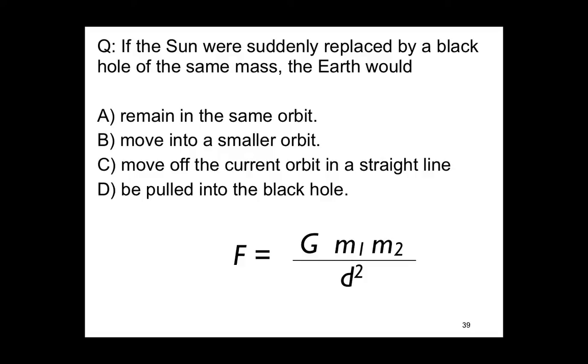So remember back to this question we were asked in class. If the Sun were suddenly replaced by a black hole of the same mass, the Earth would A. remain in the same orbit, B. move into a smaller orbit, or C. move off the current orbit in a straight line, or D. be pulled into the black hole.